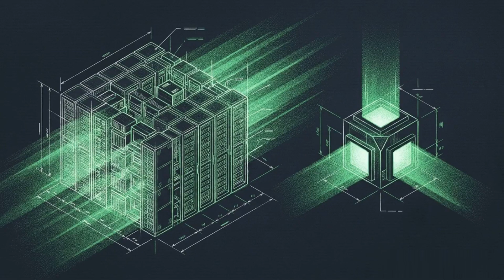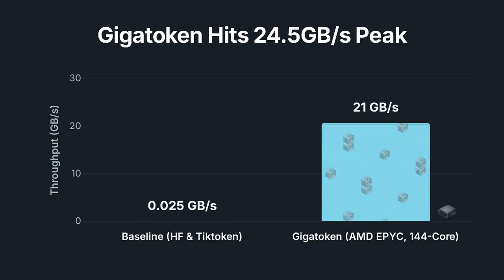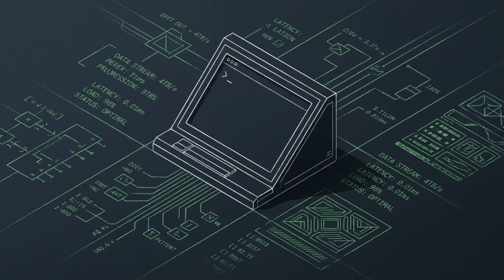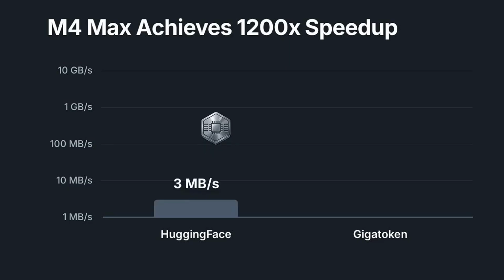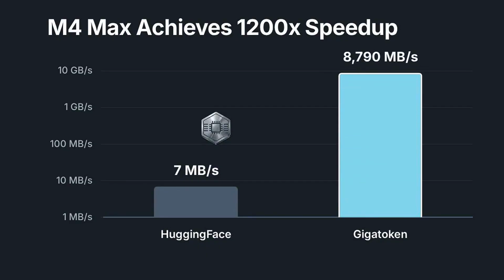Real-world benchmark data proves that these micro-optimizations scale across radically different environments. On server-grade hardware, the AMD EPYC 9565 exploits zero communication threading across 144 cores to hit the 24.53 gigabytes per second peak. This architecture remains effective on consumer hardware. On a 16-core Apple M4 Max using Neon instructions, GigaToken remains 1,200 times faster than the HuggingFace baseline.